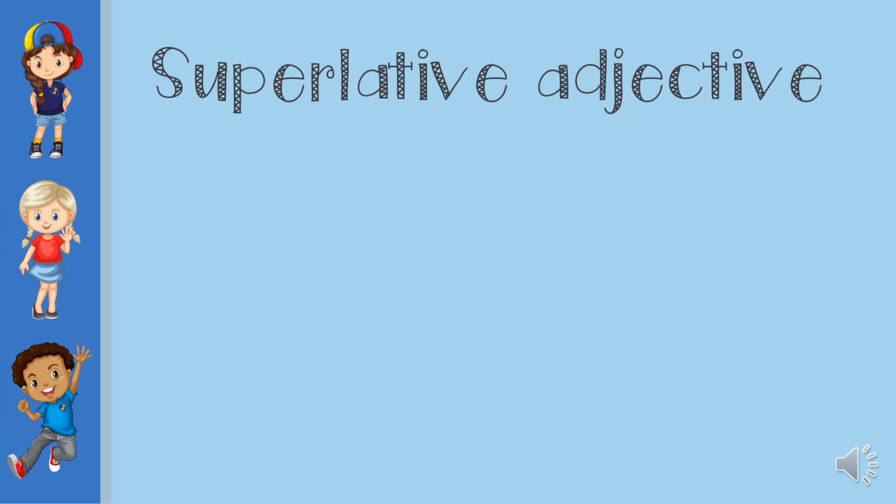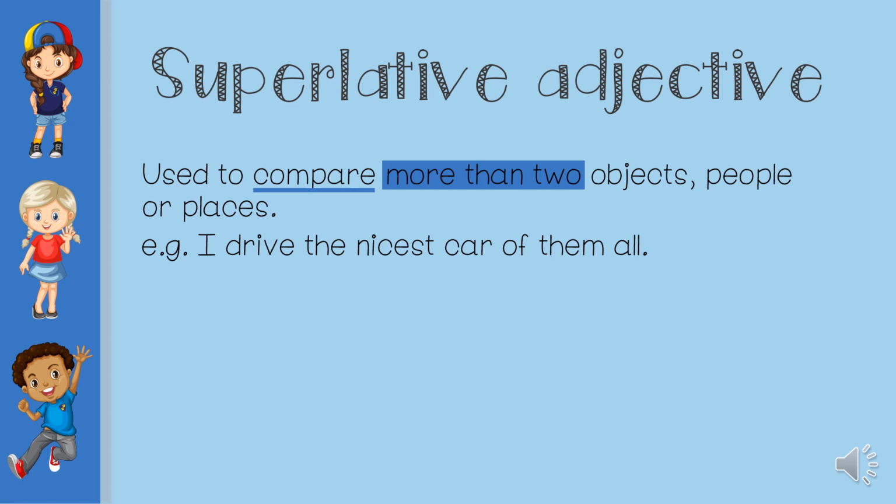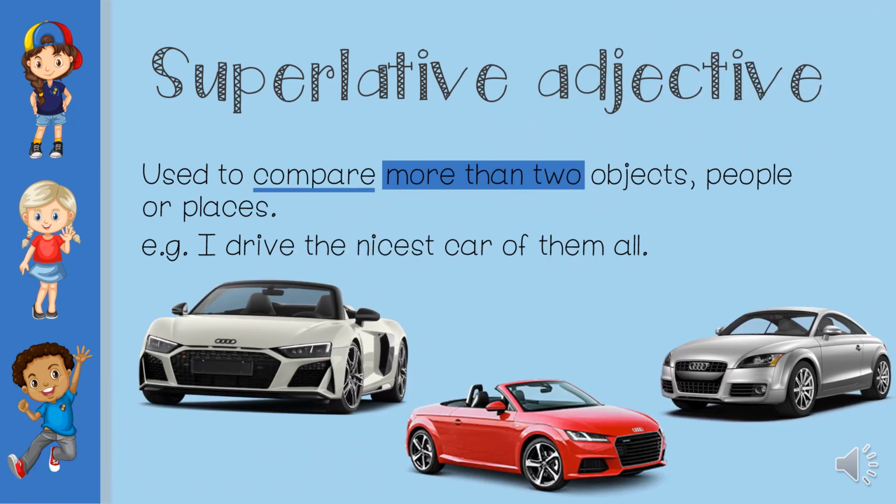Now let's look at the superlative adjective, the super one. We use this adjective to compare more than 2 objects, people, or places. Let's look at an example. I drive the nicest car of them all. Nicest is in this case the superlative adjective. Just have a look. When we use the superlative adjective, we always use the word the in front of it.